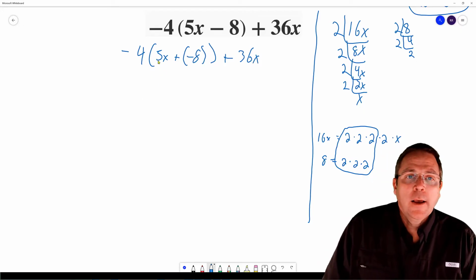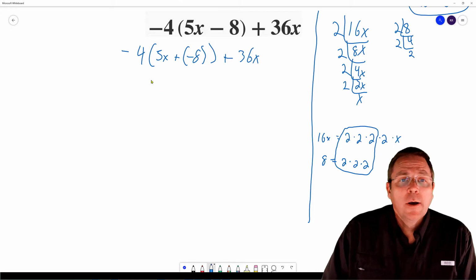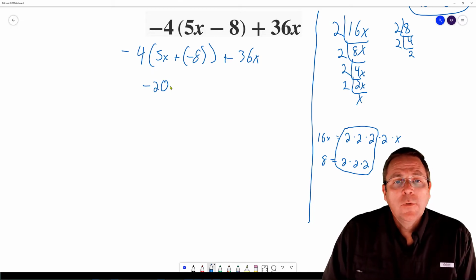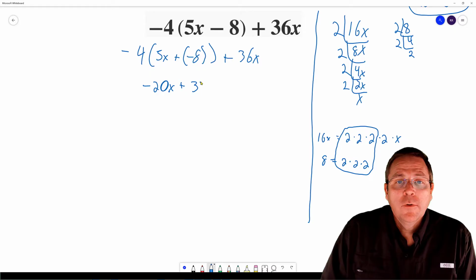36x. Now, I'm going to use my distributive property. -4 times a +5, that's going to leave me with a -20x, plus -4 times a -8, that's going to become a +32. And then we're going to have here plus 36x, that one's going to come down.